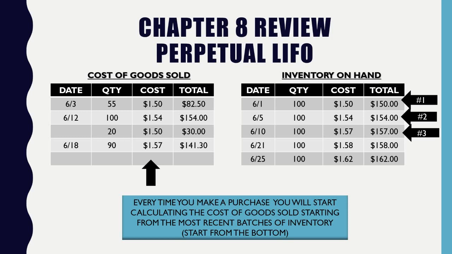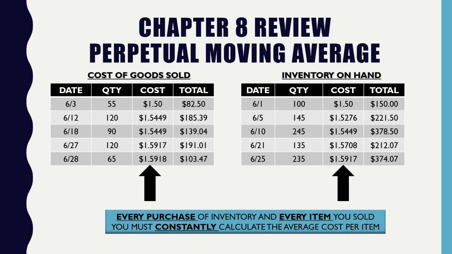to the top. Okay? And of course, the last one I just showed you was moving average, where we are constantly calculating the average cost per item, because every time we make a purchase, we have a new total cost versus a new total quantity. So we're constantly calculating the average cost per item, and it will drastically change as we keep selling our items. Okay.